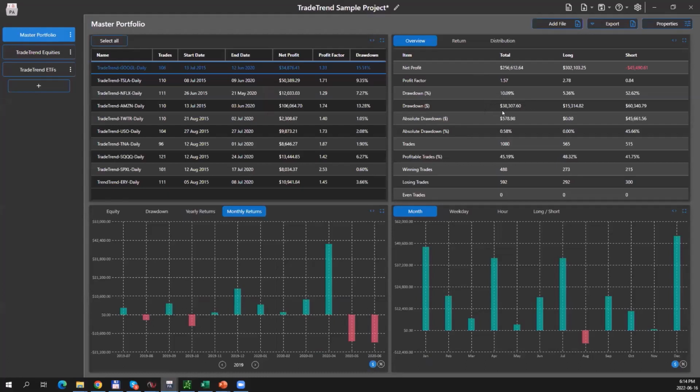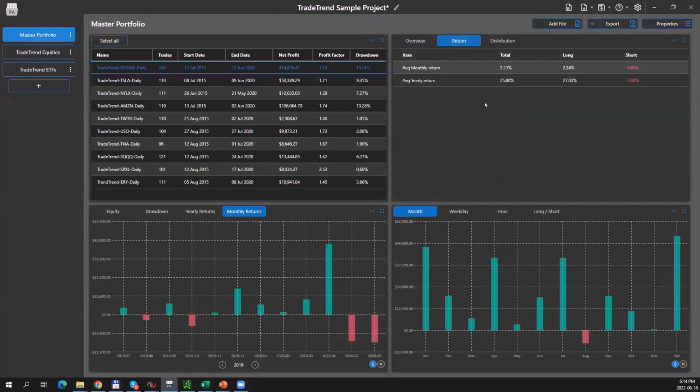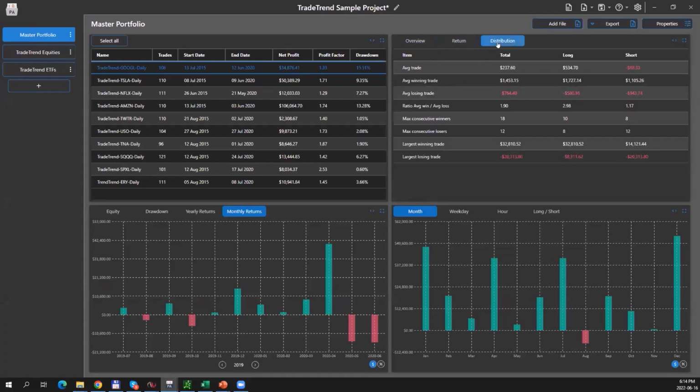What is the drawdown in dollars? $38,000. How many trades were taken? 1,080. How many of these trades were winners? How many of these were losers? And so forth. If you go to the return tab here, we can see what was the average monthly return and average yearly return. And the distribution tab will show you what's the characteristics of the trades being taken.